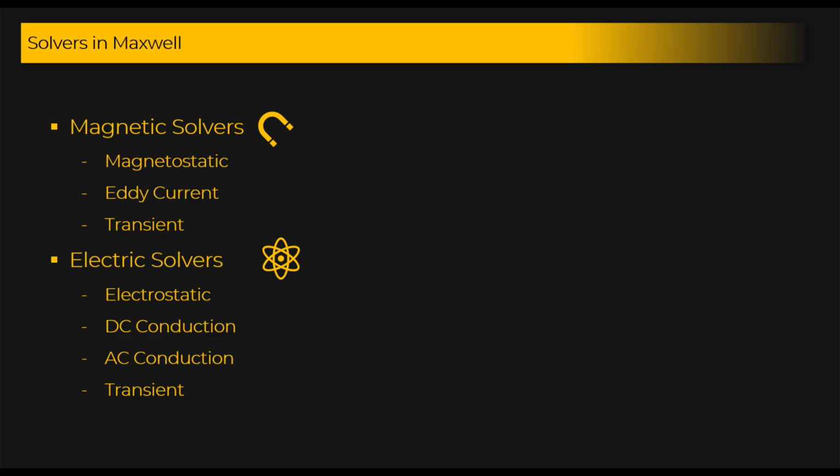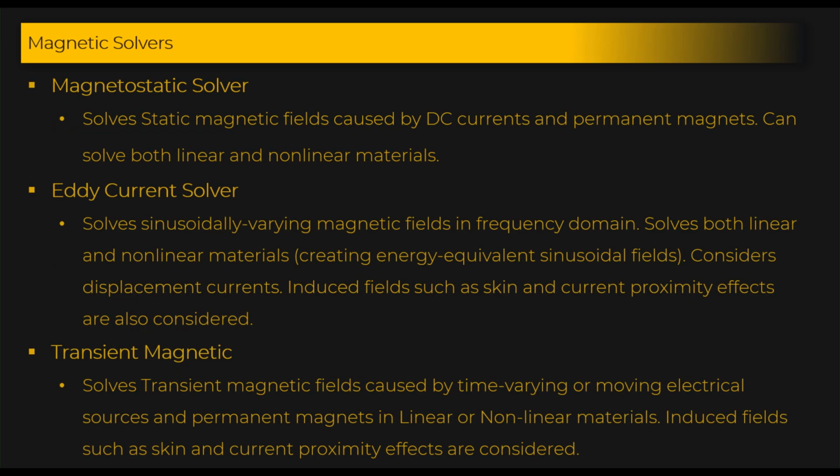So magnetic solvers are defined with three subcategories: one is magnetostatic, the other is eddy current, and the third is transient. Similar to that, electric solvers are characterized into four different types: electrostatic, DC conduction, AC conduction, and transient. So let's have a look at each of the cases and what each does individually.